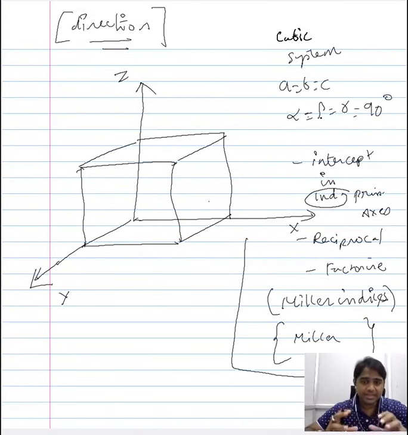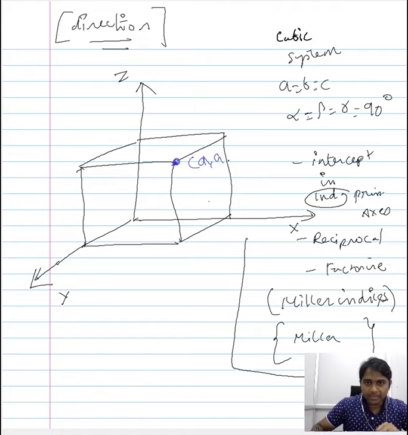Now let us move to representing or describing a direction within the unit cell. For that, let us consider a direction which is something like this. You have a point here which is represented by, say, A, comma, A, comma, A. So all these dimensions are A, and you have a point here that is represented by A, comma, A, comma, A. If you factorize it, you will get 1, comma, 1, comma, 1.